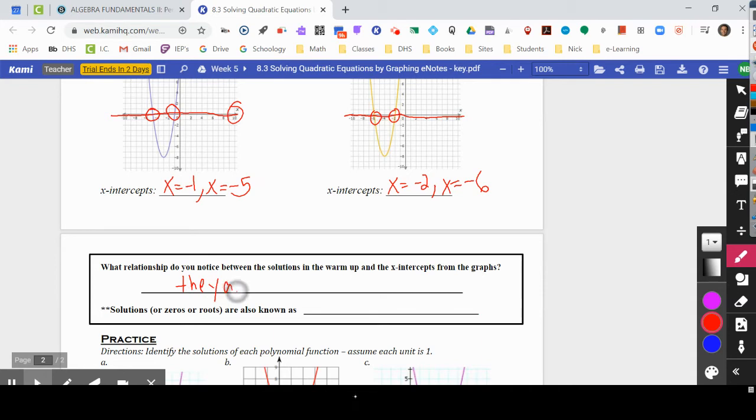Well, the relationship is they are the same, right? They are the same value. All right, so that's the relationship, right? The x-intercepts are the solutions.